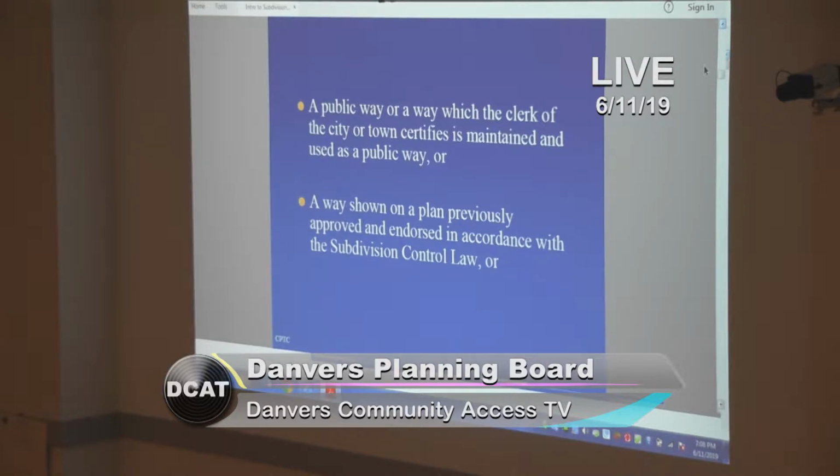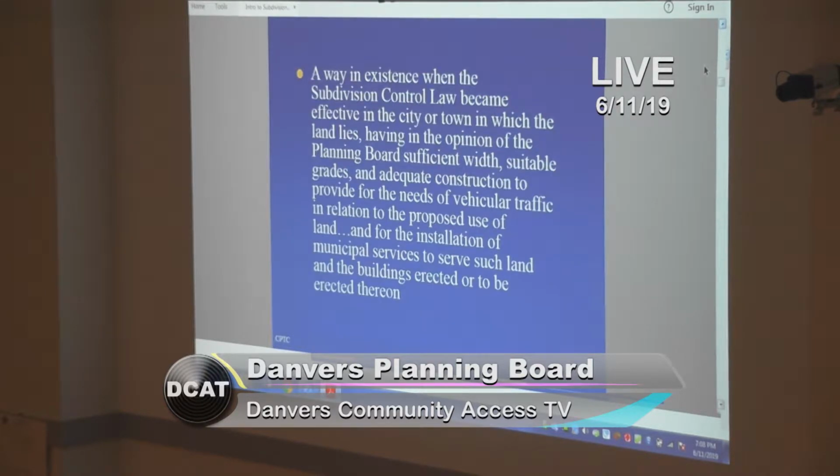A way that's shown on the plan, basically an approved subdivision road, or what's called a way in existence. And I don't know how frequently you have these cases, but this can be a very murky area. What constitutes a way in existence? First of all, it has to be a way that was in existence prior to your adoption of subdivision control, and that's why that date of 1979, if that's when the town first adopted subdivision control, could come into play.